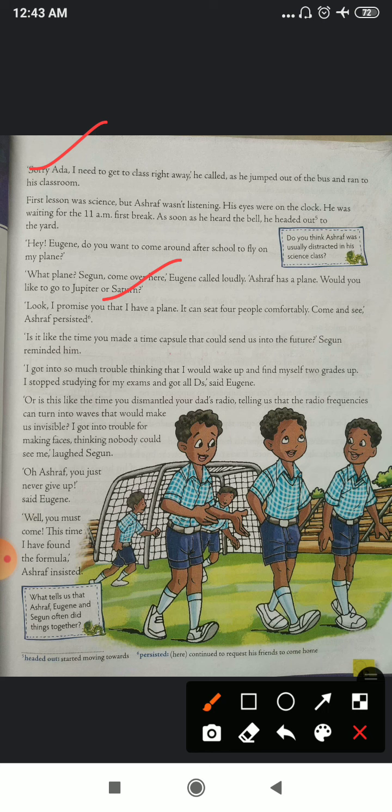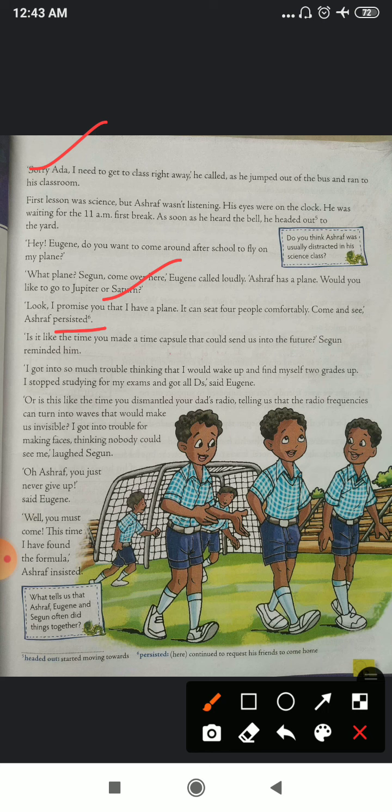So Ashraf persisted this time to his friends Eugene and Sigan. What is the meaning of persisted here, student? Persisted. It means continued to request his friends to come home. Okay, who persisted? Ashraf persisted to Sigan and Eugene.